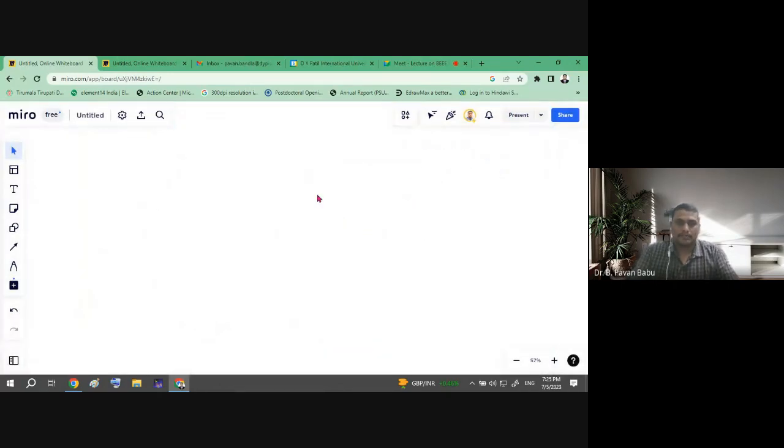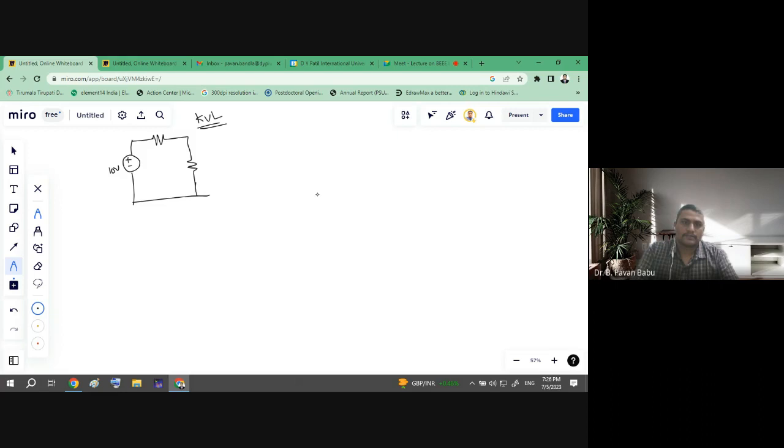Next we'll move to the KVL example. So KVL related problems. By using KVL, we need to solve the circuit. So let us consider a voltage source with two resistors in loop 1 and two resistors in loop 2. Okay, so let it be 1 ohm, 2 ohms, 3 ohms and 4 ohms.